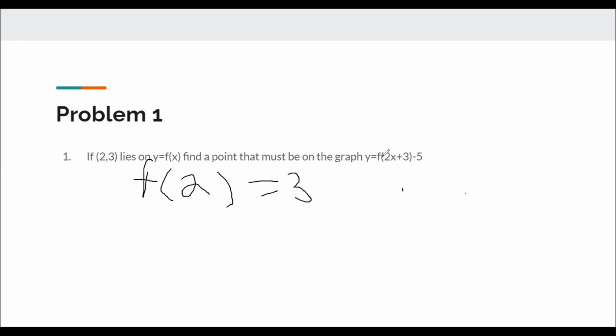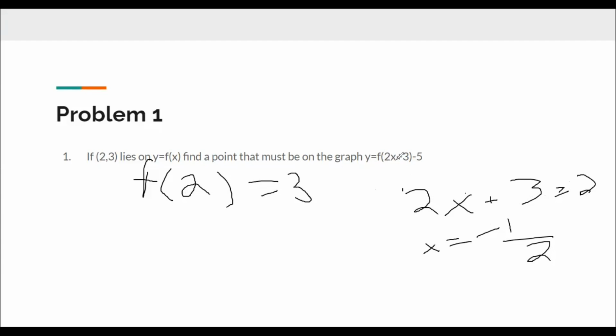So since all we know is f(2) = 3, we can set 2x + 3 equal to 2, and we're going to get x = -1/2. The reason I did this is because if I plug -1/2 into this, I'm going to get 2 times -1/2, which is -1, plus 3, which is 2. So f(2), which we already know is 3.